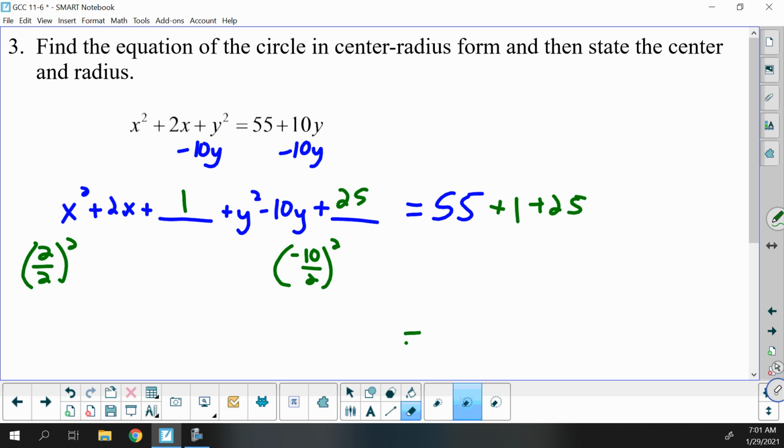So if we add up the right side, we would get 81. And on the left, we're going to have an x part squared plus a y part squared equal to our 81. Well, in with the x should be whatever we squared. We had 2 divided by 2, which is 1. Since 1 is what got squared, we have a plus 1. With the y, we had negative 10 divided by 2, which is negative 5. Negative 5 is what got squared, so negative 5 is what goes in our parentheses.